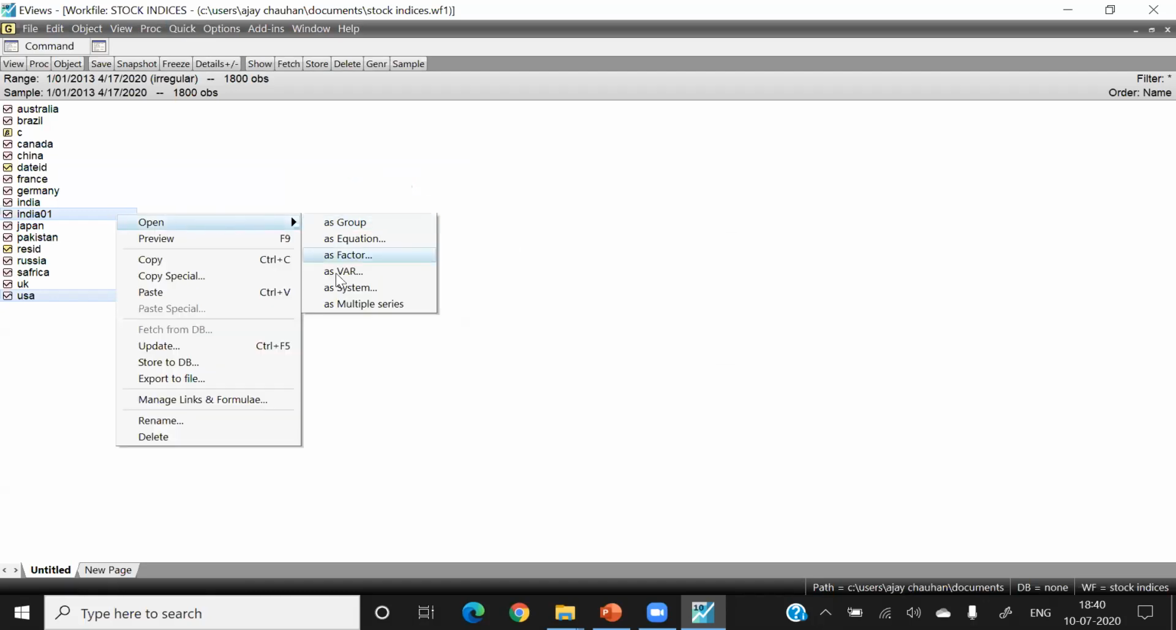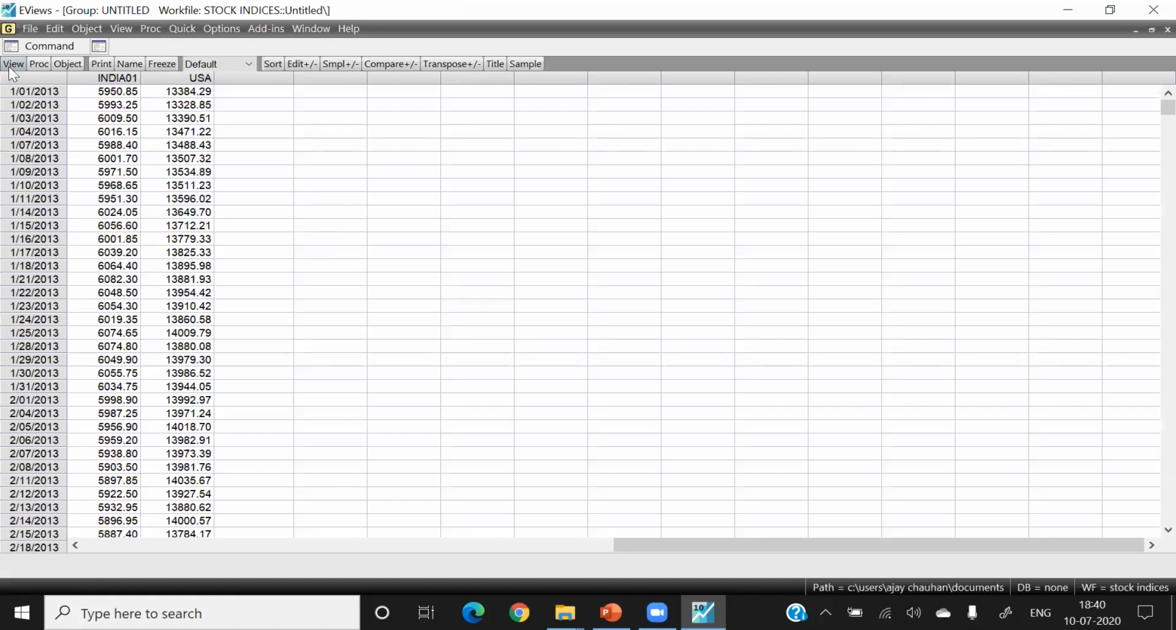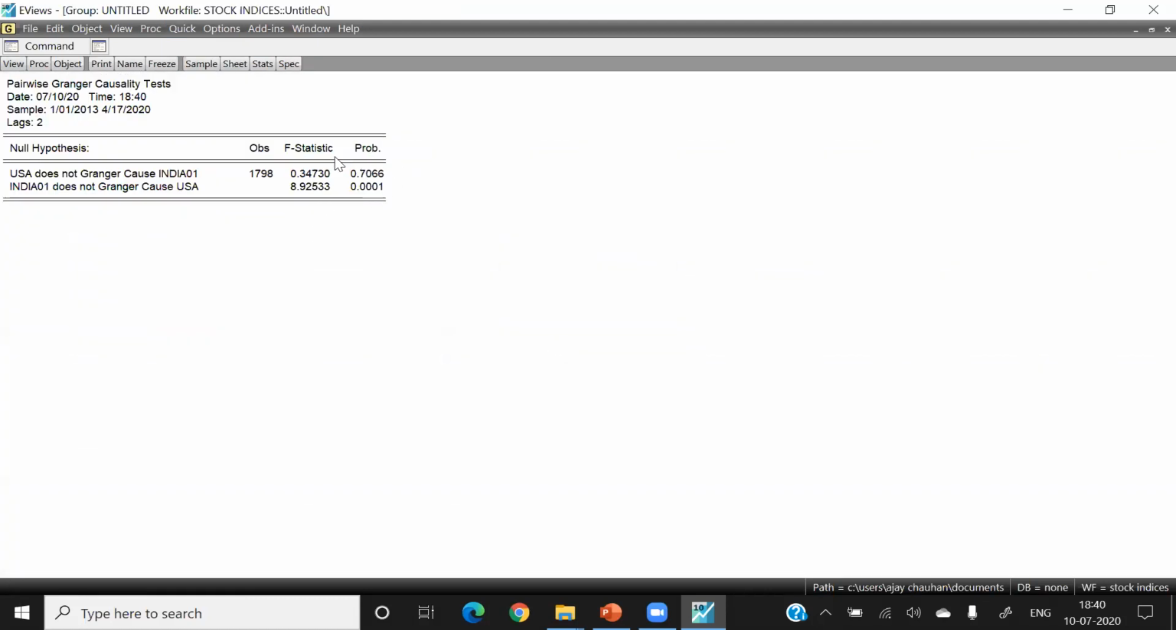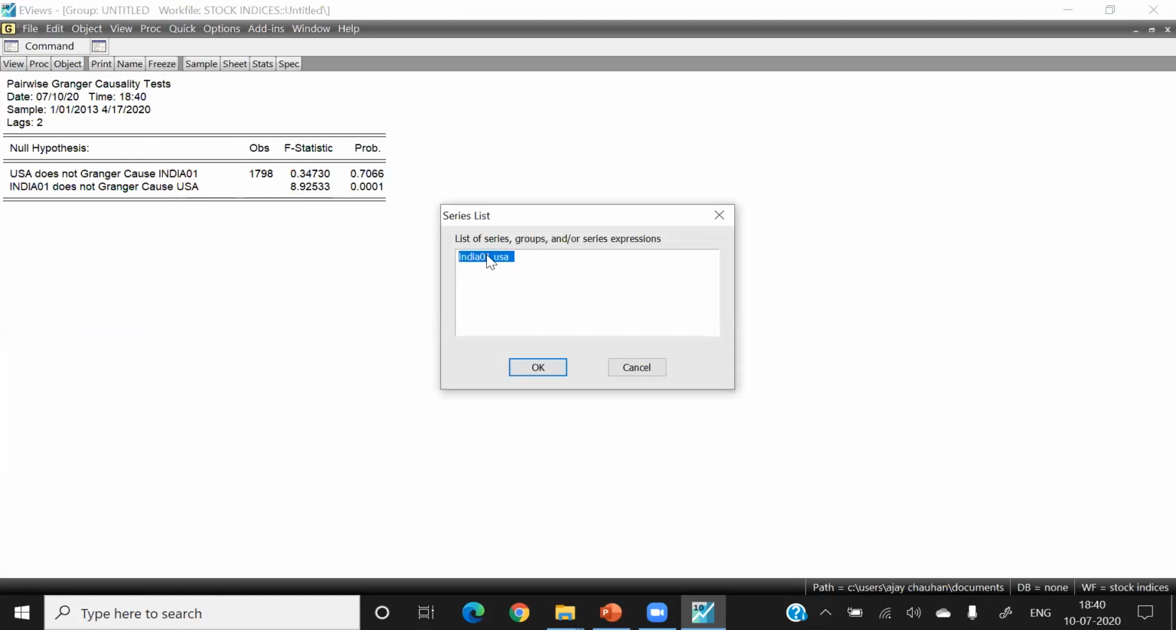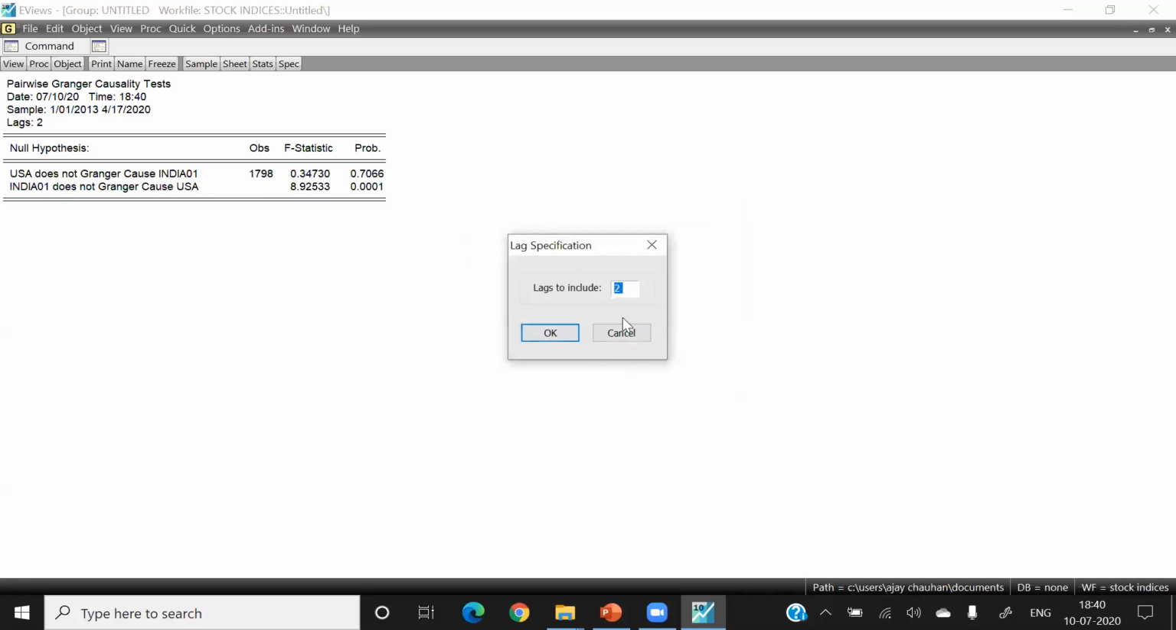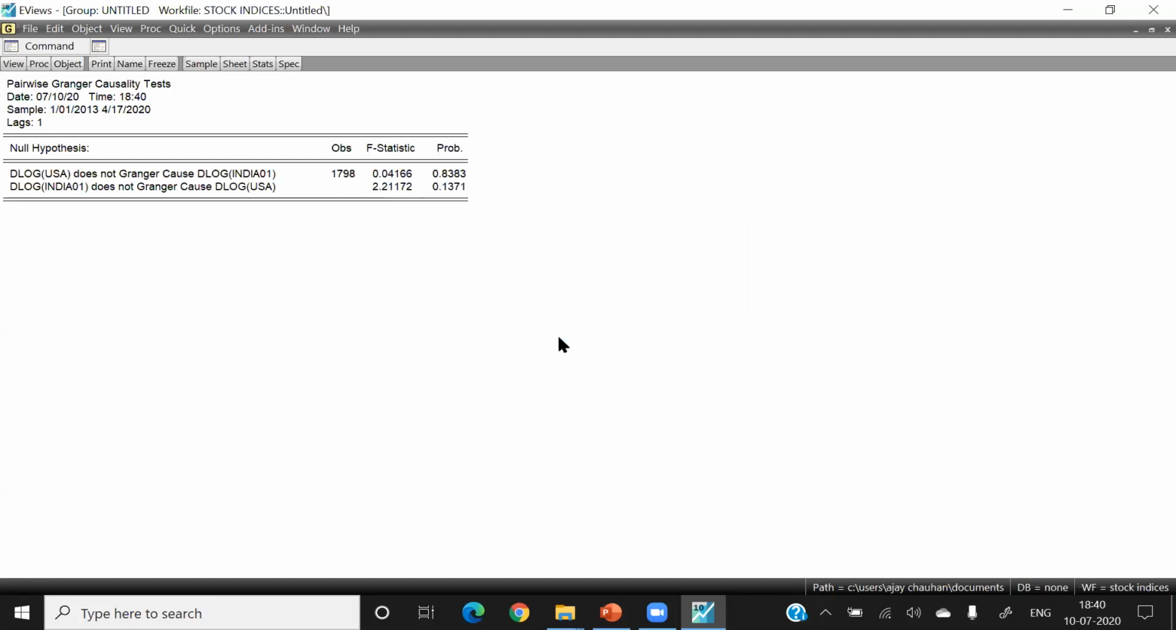Can we do this way? Open as a group, view Granger causality. Yeah, but actually it is not true because both are non-stationary variables. So we have to go only that way. Now I am considering only one day, lag 1. I want to check the causality at lag 1, and I hope, yeah, no significant impact is found between India and USA.